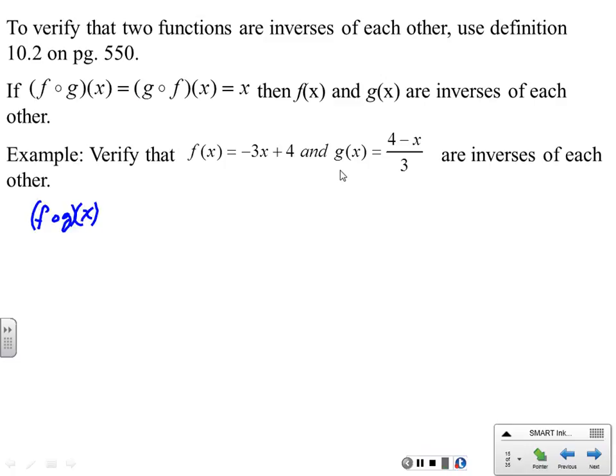That's right. You're going to take your f of x function, and everywhere you see an x, you're going to make a skeleton, right? Look right here. I took my f of x function, and instead of this x, I made a skeleton. And then I'm going to plug this g of x into the skeleton. So we have 4 minus x over 3. From here, you're just going to do some math.